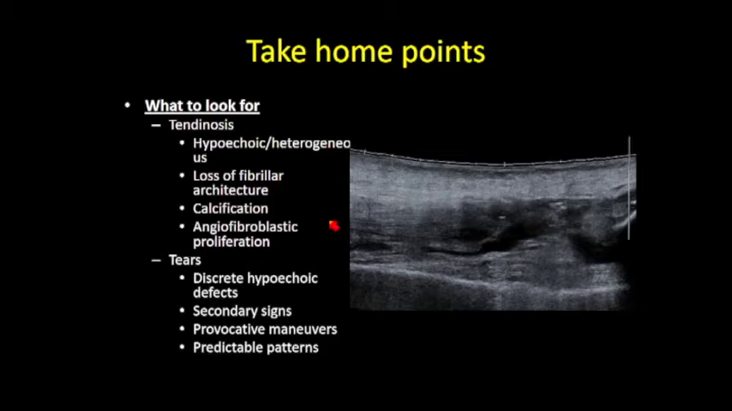Ultrasound is dynamic. You should always perform provocative maneuvers in order to enhance the appearance of the tendon. And remember, tendon tears often occur in fairly predictable patterns.